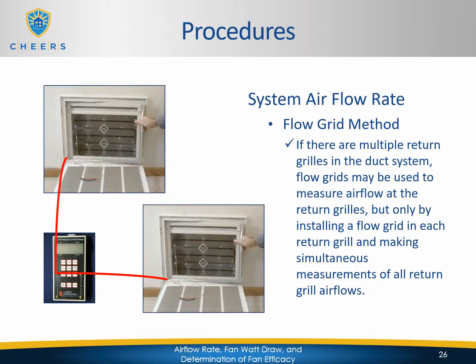If there are multiple return grills in the duct systems, flow grids may be used to measure airflow at the return grills, but only by installing a flow grid in each return grill and making simultaneous measurements of all return grill airflows.